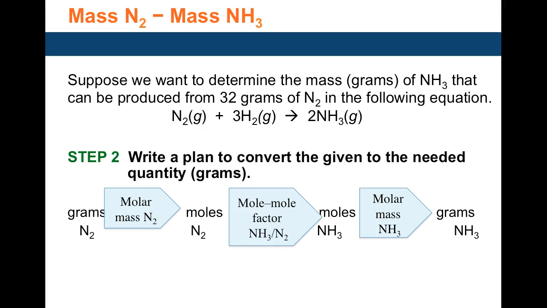So it'll look like this. Grams of nitrogen, divide by the molar mass, you get moles of nitrogen. Moles of nitrogen, you multiply that by 2 and you get moles of ammonia. Moles of ammonia, multiply by the molar mass of ammonia and you get the grams of ammonia.